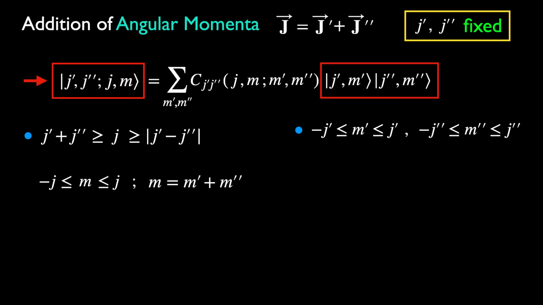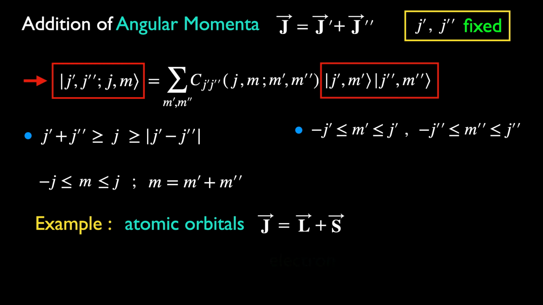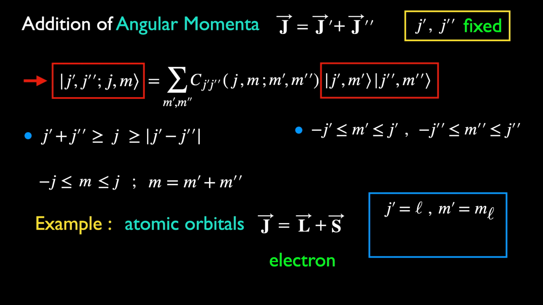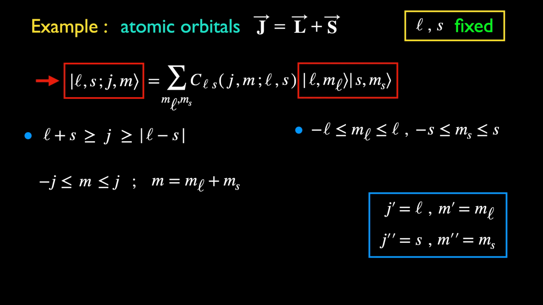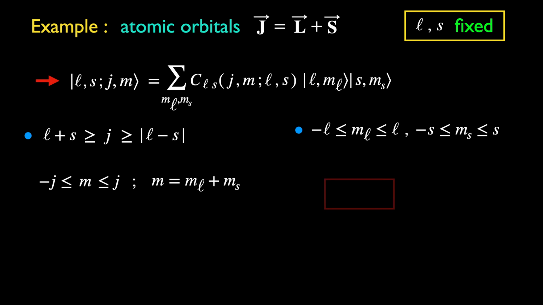Let's apply these to the case of the atomic orbitals, which are the states of an electron in an atom, with L as its orbital angular momentum and S its spin. The prime system is the orbital part, while the double prime is spin. Changing notations according to the blue box, we have the electron is spin half. This is a fixed intrinsic property of the particle.